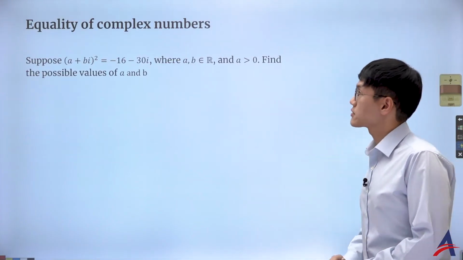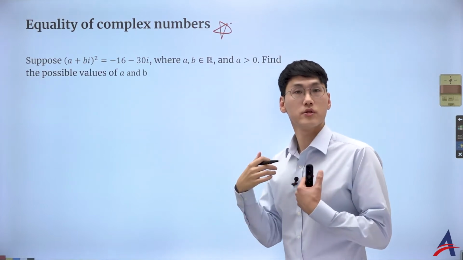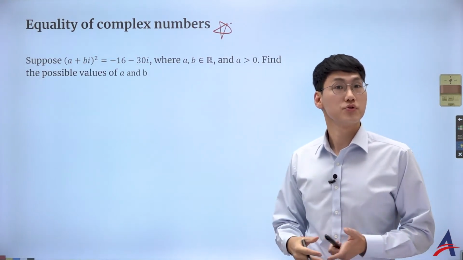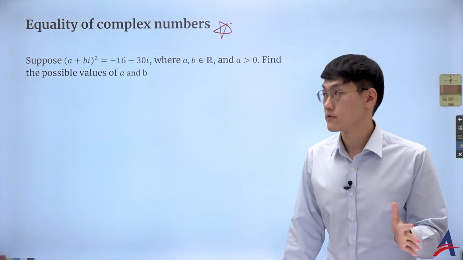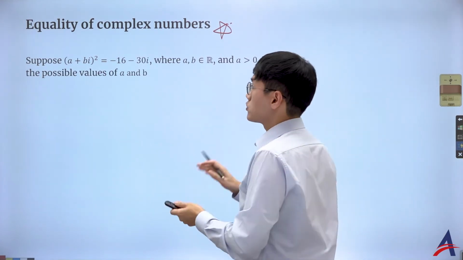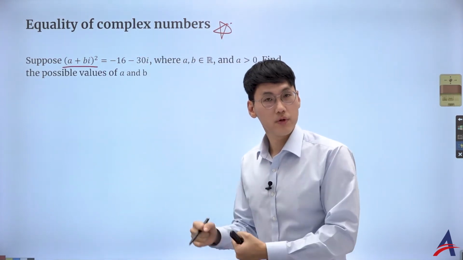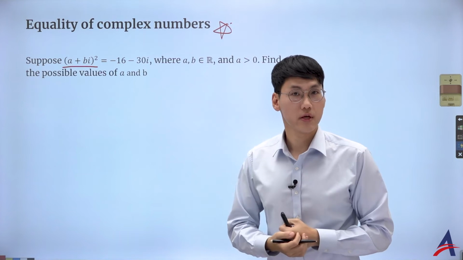All right, let's have a look at the next problem here. It's talking about the complex equality. It's always about the real part versus the imaginary part if it's in Cartesian form. So let's have a look at this. Find the possible values of a and b. What we're going to do first is to expand on the left-hand side, and then put them in the real and imaginary parts, and perform the simultaneous equation.